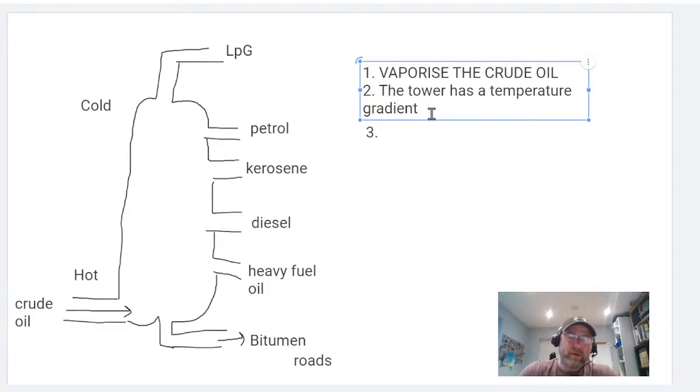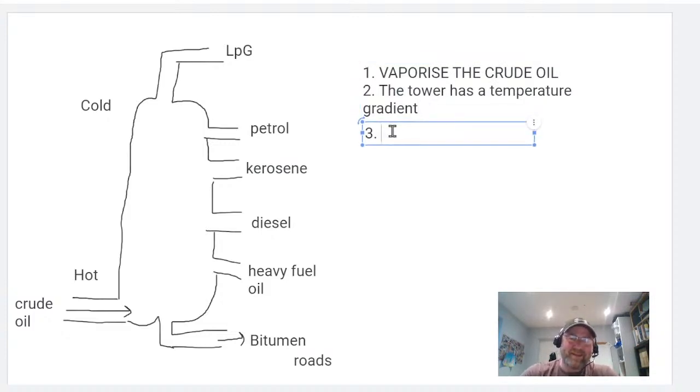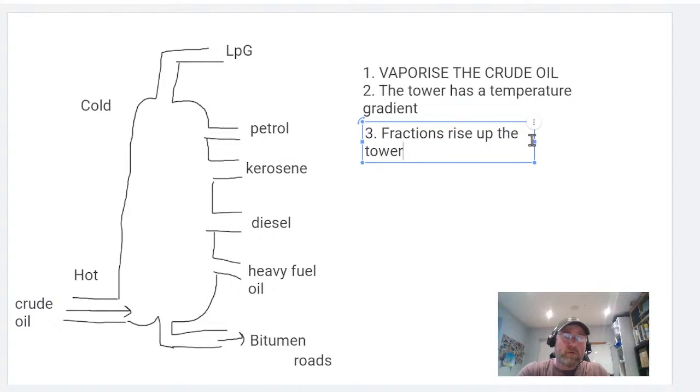So vaporize the crude oil. The tower has a temperature gradient, and then what we want to say is fractions rise up the tower. You can call it a column, fractionating column, or a fractionating tower. Fractions rise up the tower, and then you guys said the rest of it nicely.